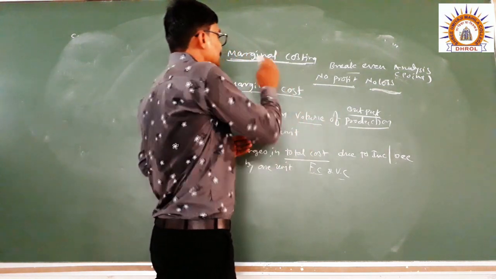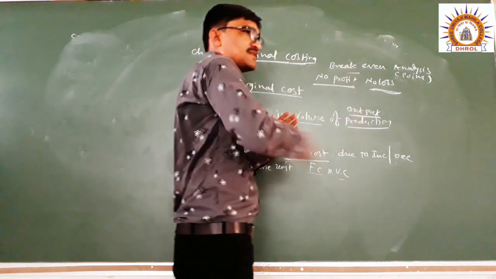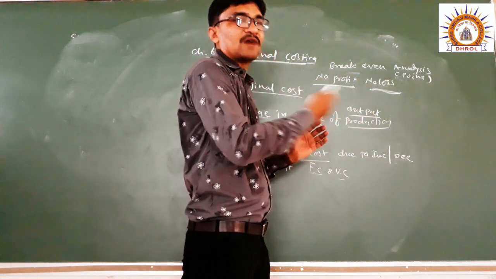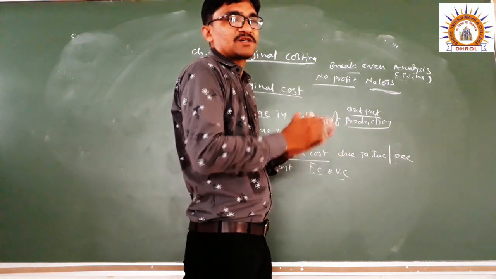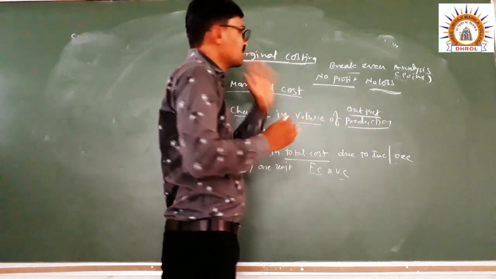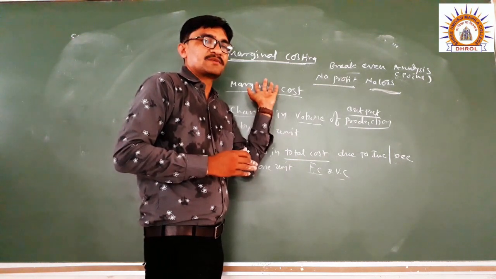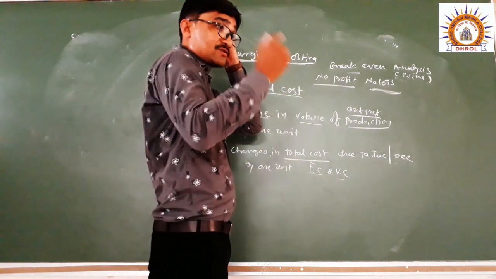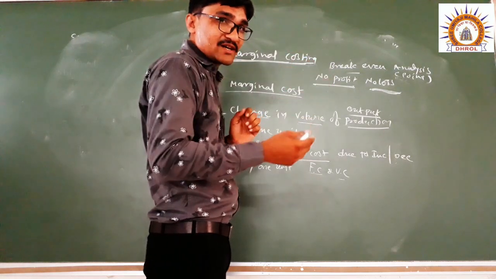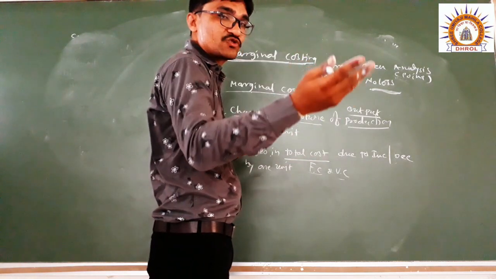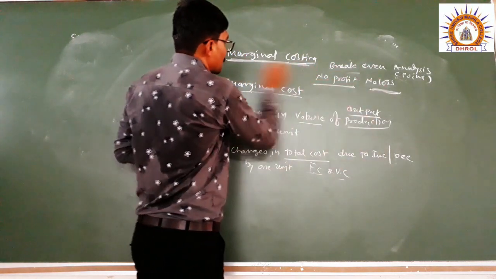So this is the basic outline of the chapters in management accounting as per the Saurashtra University syllabus. In the next lecture, next session, we will start chapter number 4, marginal costing.